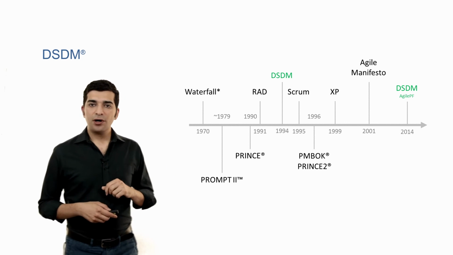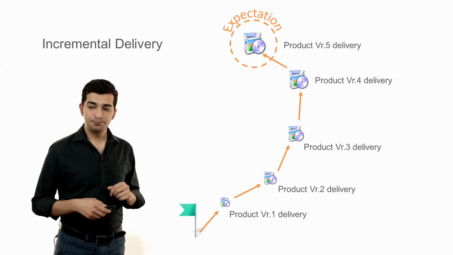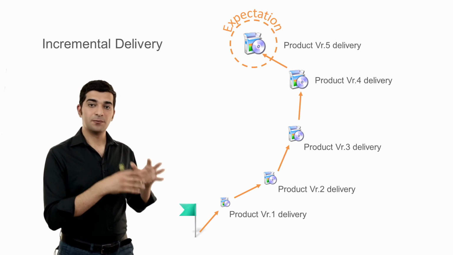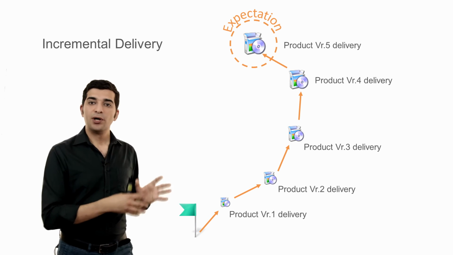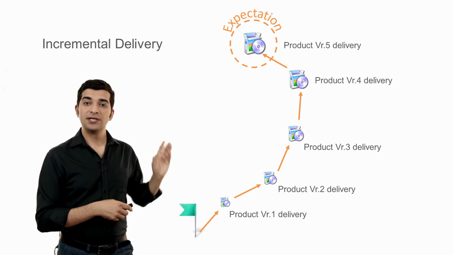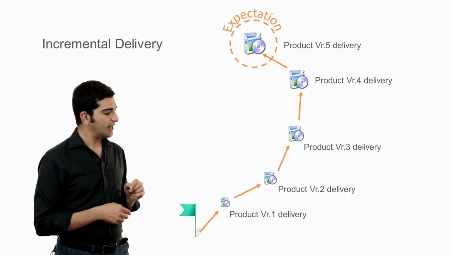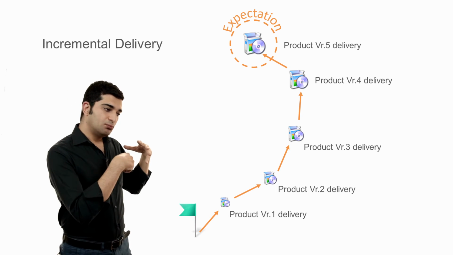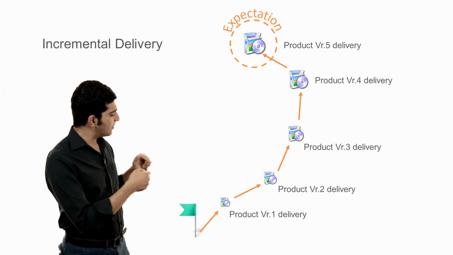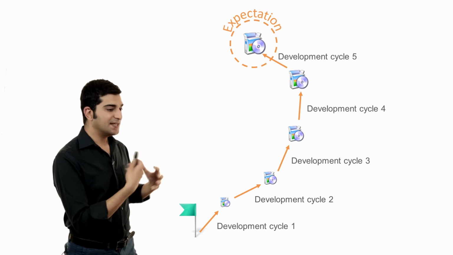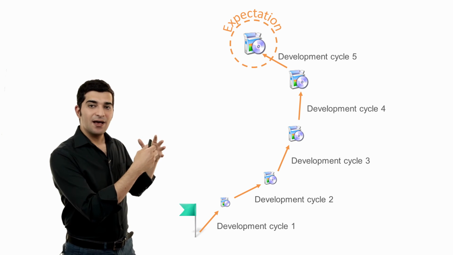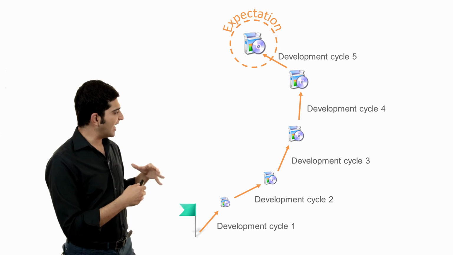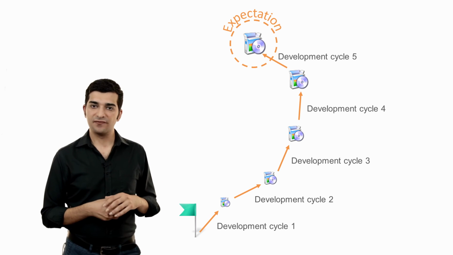So back to our life cycle here. We talked about this main feature of this life cycle, which is the fact that we have multiple versions of the product, and we call it incremental delivery. And now take another look here. When we want to deliver like this, we have to repeat our development processes for each step, right? We have multiple cycles of development.